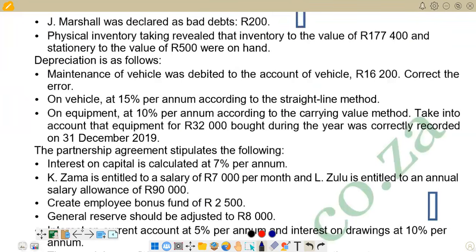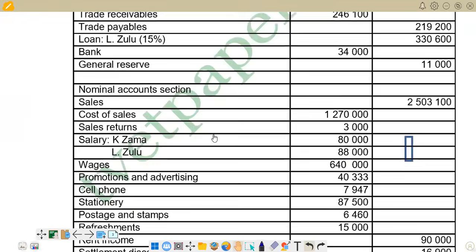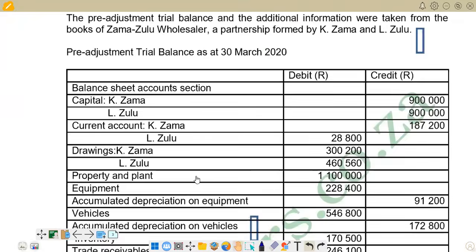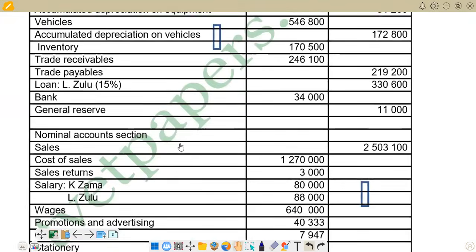So we go to the trial balance and check what we have. This is our trial balance. We can go down to check the figure for sales that we are given there. The figure for sales is 2,503,100. Then we check if we have any sales returns. You see that there are sales returns here, 3,000. So we say 2,503,100, then we subtract our 3,000 so that we remain with the net sales figure. Then we put that net sales figure in that statement.